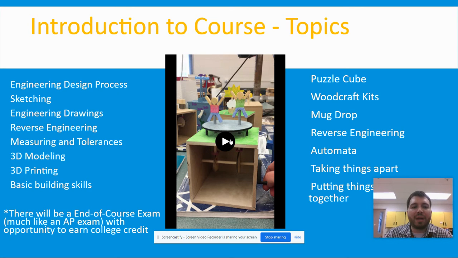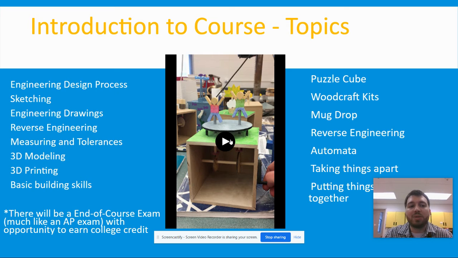So it's really going to go through a lot of the fundamental things that are needed for all types of engineering. We're going to start with the engineering design process. We're going to get into sketching and engineering drawings. We're going to do things like reverse engineering, to take something apart and look at the different parts and the functions of those parts. We're going to measure. We're going to look at tolerances. Lots of 3D modeling, 3D printing, and basic building skills.